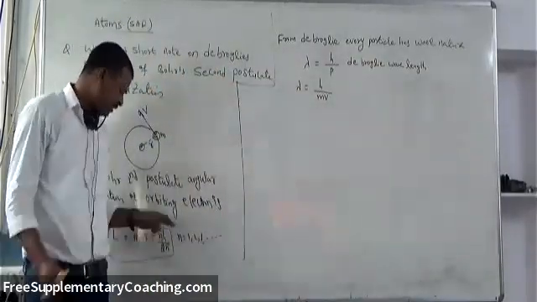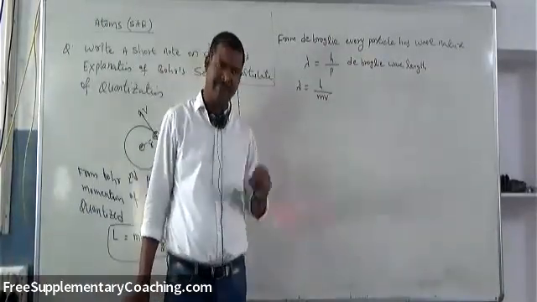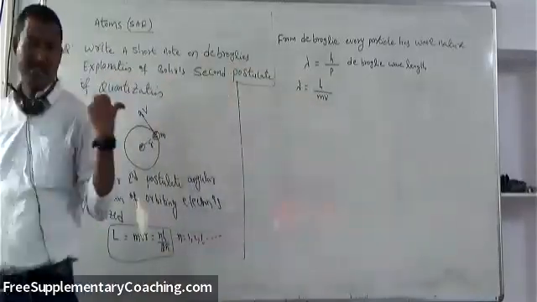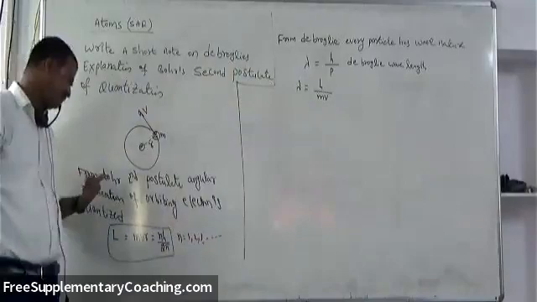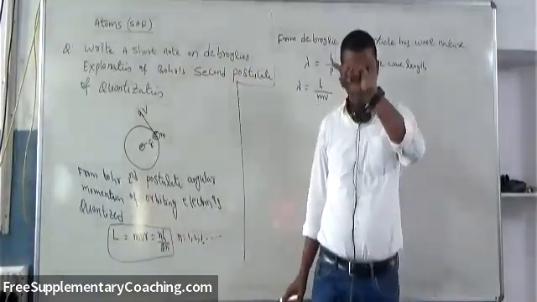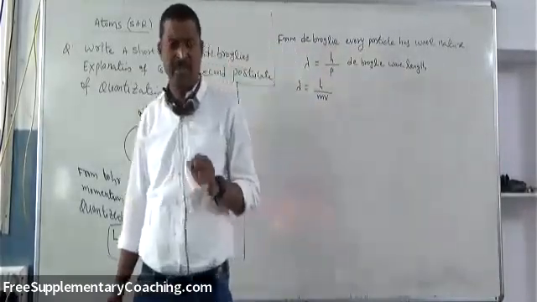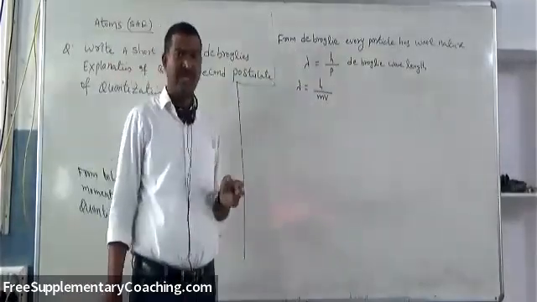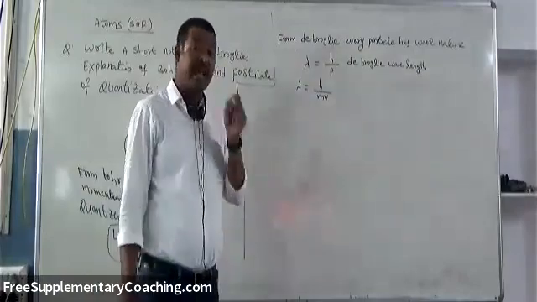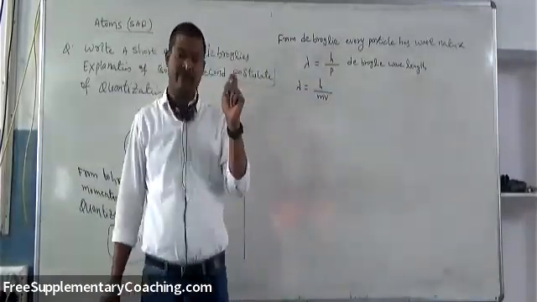This is the second postulate of Bohr's, and this is the wavelength of de Broglie's matter wave, or particle wave: lambda is equal to h by mv. Now, how is that connected? De Broglie is saying that whenever an electron revolves around the nucleus in a particular orbit, it emits a wave, and that wave is a standing wave.